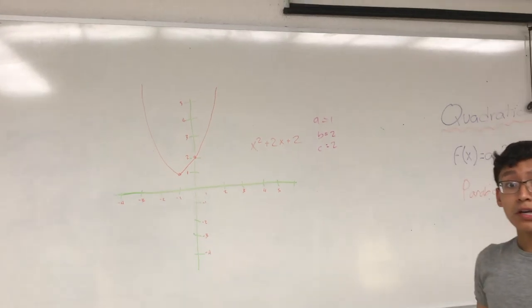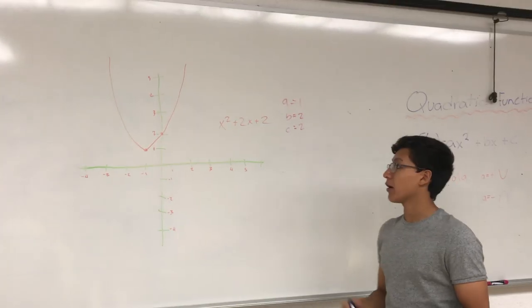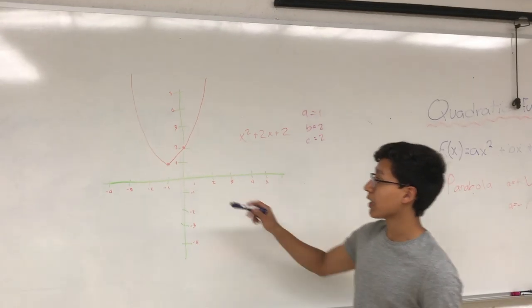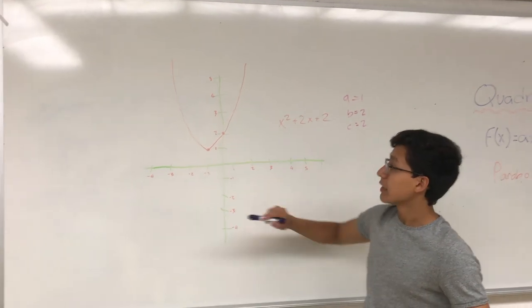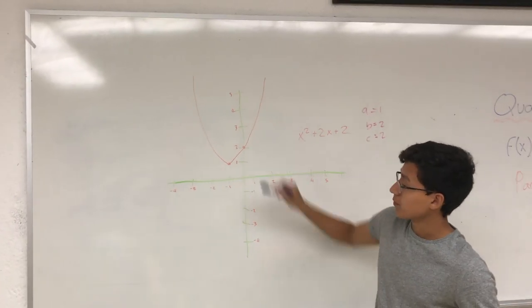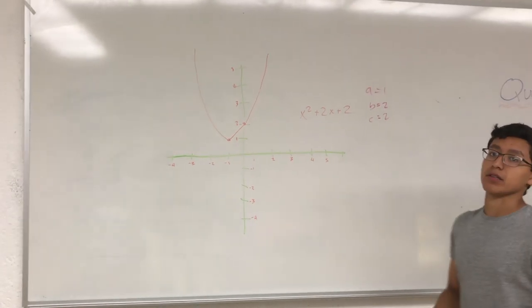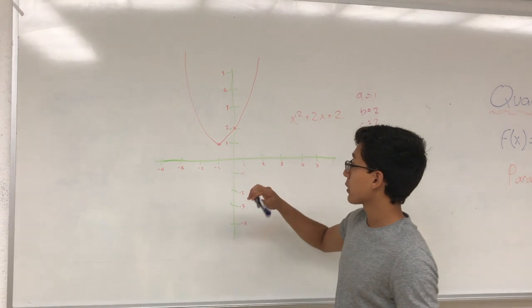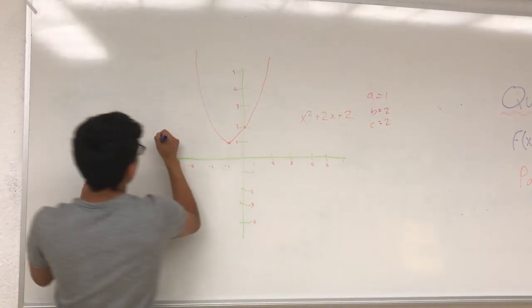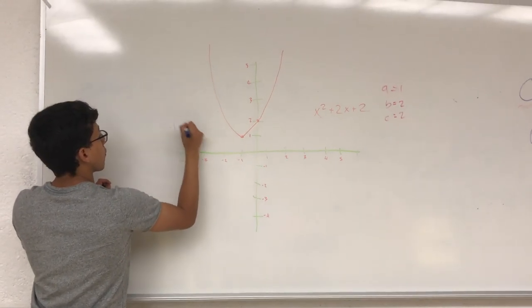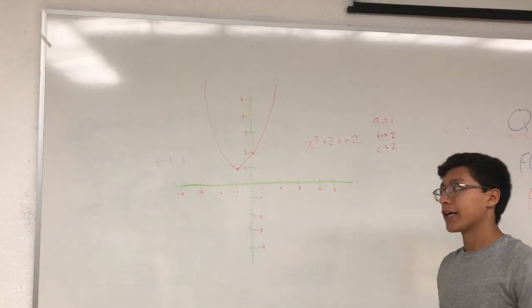Looking at c, we can also know the y-intercept, the part in which the parabola intersects with the y-axis. In this case, it'll be 2, okay? Other important parts of a parabola is the vertex, which in this case we can observe is found at (-1, 1). And how do we find the vertex?